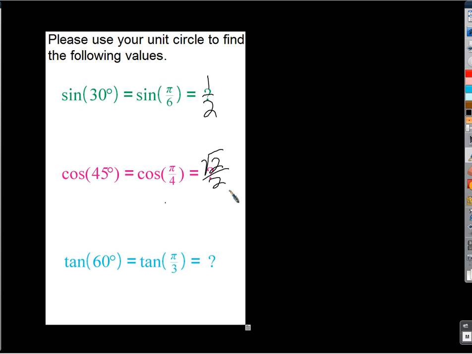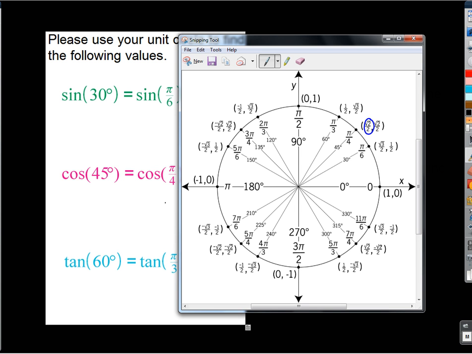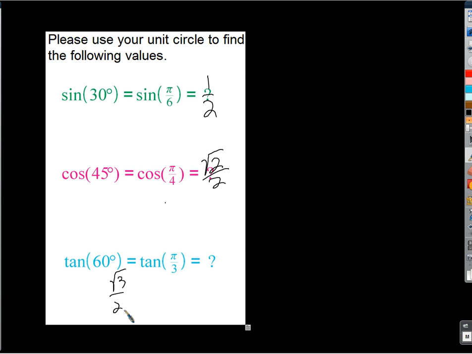And tangent of 60 degrees. Now, when we go around the unit circle and we see all these sines and cosines, how do we use them to find the angle? Sine over cosine. So you take sine over cosine at 60 degrees. Here's 60 degrees, right here. Sine over cosine: √3 over 2 over 1/2. Multiply by the reciprocal, 2 over 1. So tangent of 60 degrees is √3.